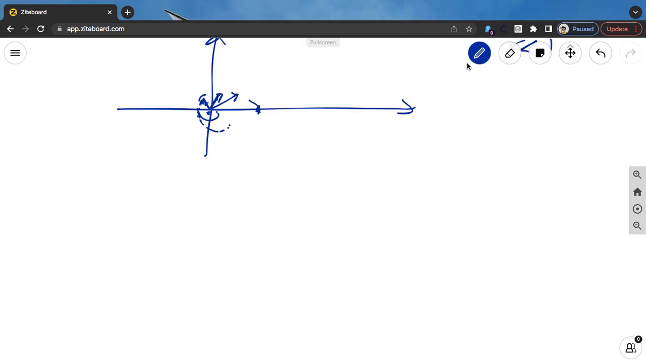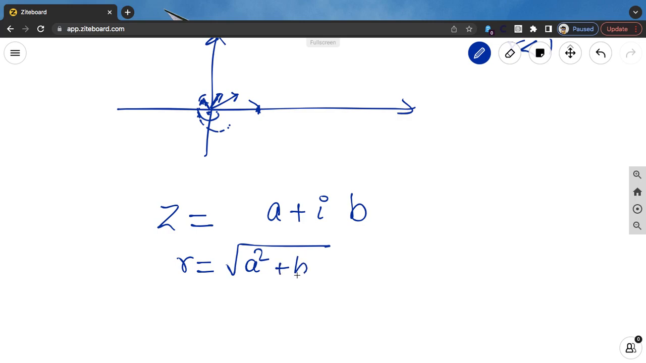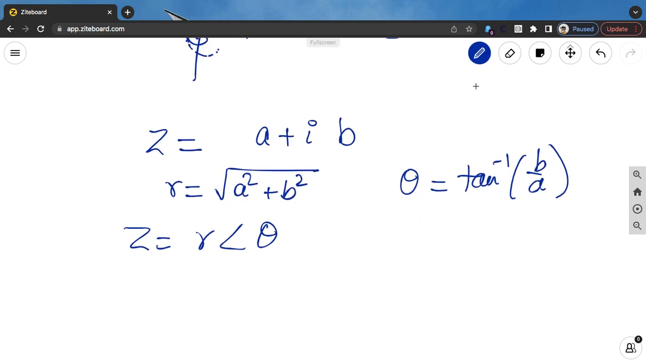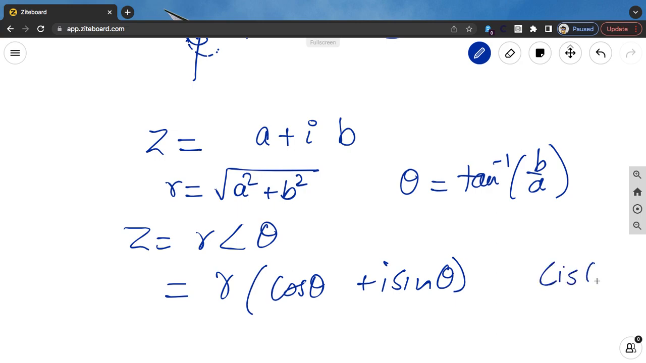Again, to summarize, every complex number can be written in 3 forms. Cartesian form, where a is the real part and b is the imaginary part. The modulus of this complex number is the square root of the real part square plus imaginary part square. The argument of this complex number is tan inverse of b by a. So I can also represent a complex number in the polar form as r theta, which can also be written as r times cos theta plus i sin theta. In short form, it is called cis theta. What is cis theta? Cos theta plus i sin theta. It's a short way of saying r cis theta means r cos theta plus i sin theta.